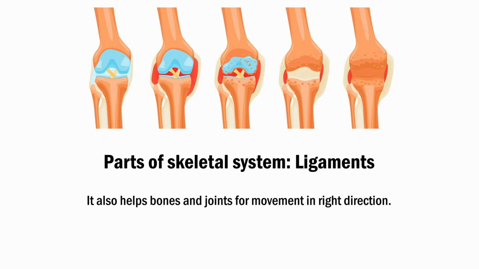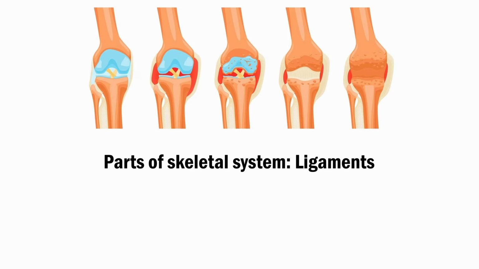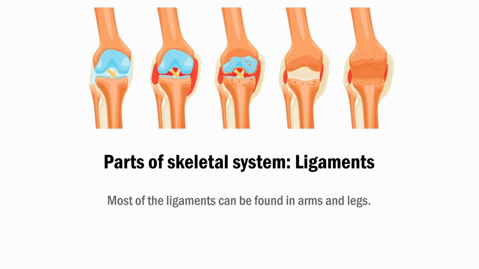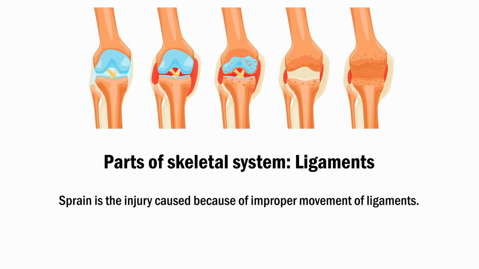They also help bones and joints move in the right direction. Ligaments provide strength to the joints and prevent them from dislocating. Most of the ligaments can be found in the arms and legs. A sprain is the injury caused by improper movement of the ligaments.